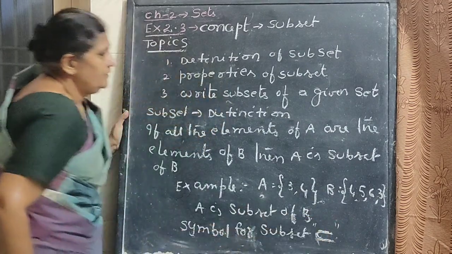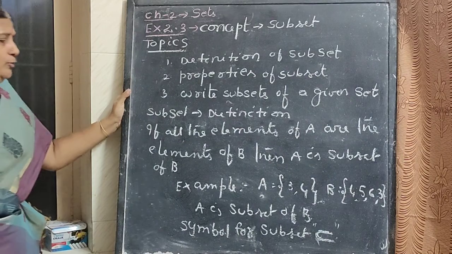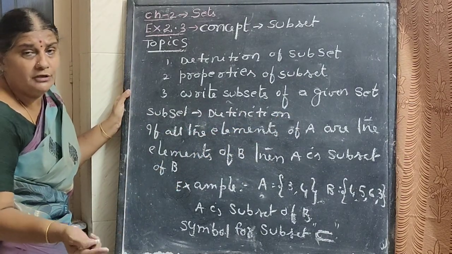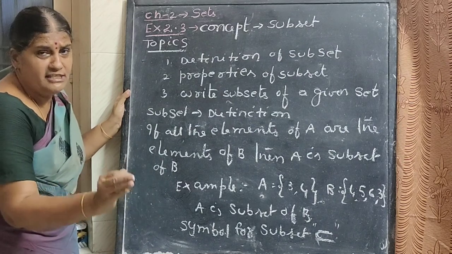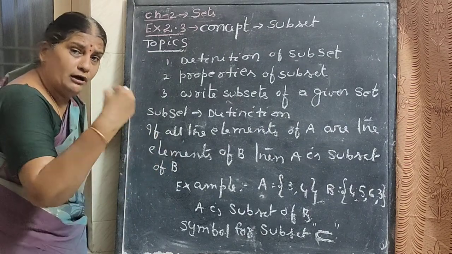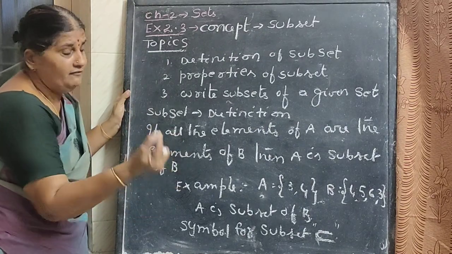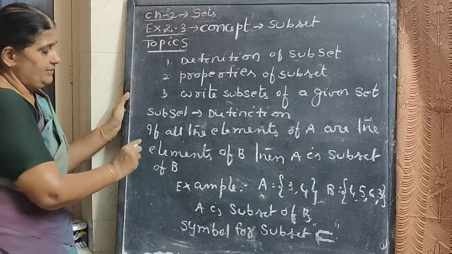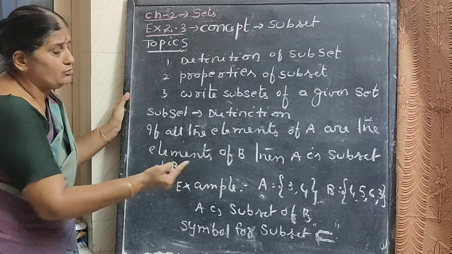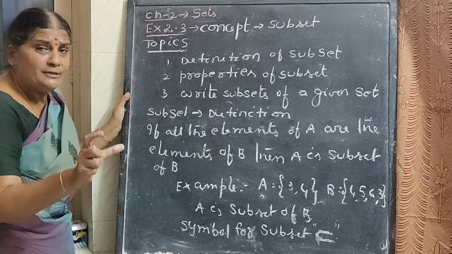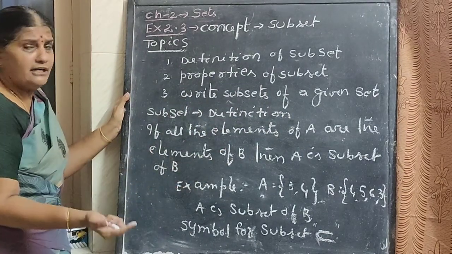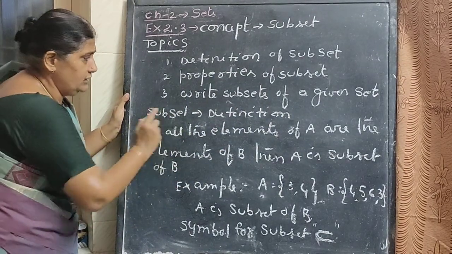Now listen. The definition of subset: suppose all the elements of B are elements of A, then we can say that B is a subset of A. Whatever sets you are taking, if all elements of one set belong to the second one, then we can say that the first one is a subset of the second one. So if all the elements of A are elements of B, then A is called a subset of B. Note down this definition.